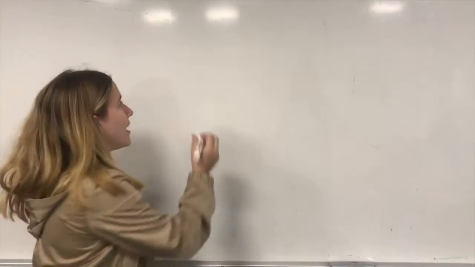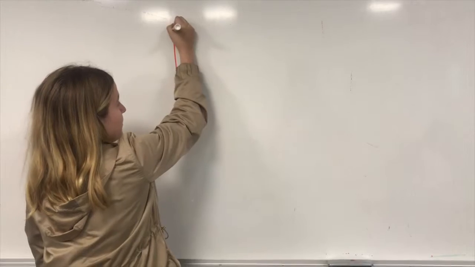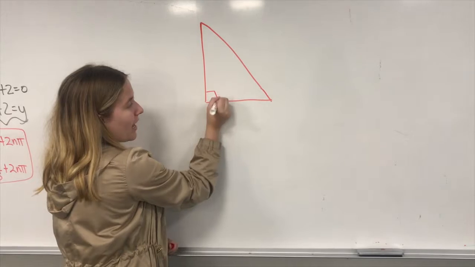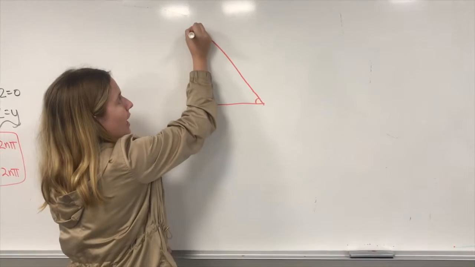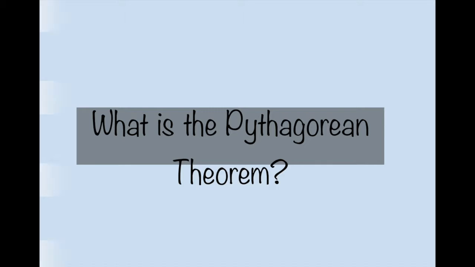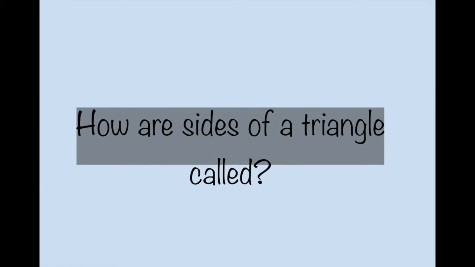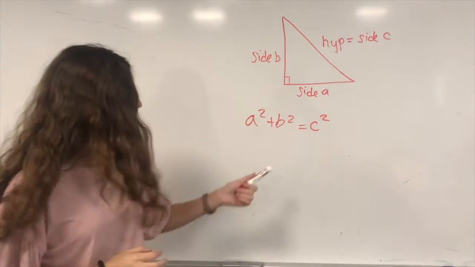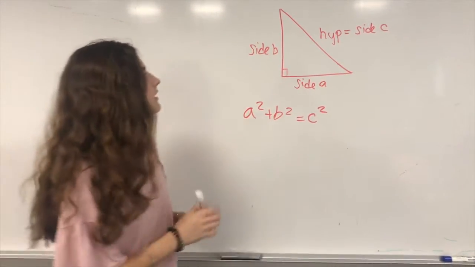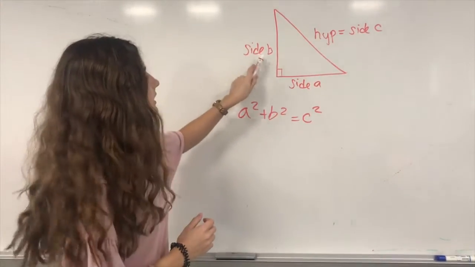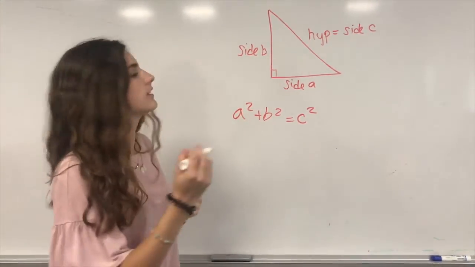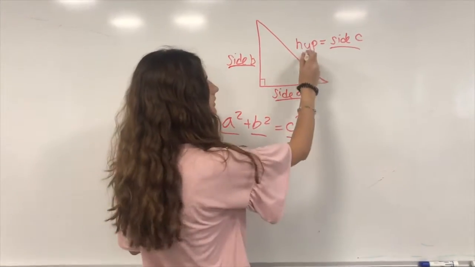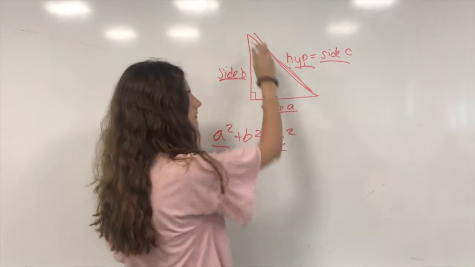A right triangle is a triangular shape with one right angle and two acute angles. This is the basic form of the Pythagorean theorem. The sides of the triangle are based on the Pythagorean theorem. Side A is here, side B is here, and side C is also called the hypotenuse, which is this side.